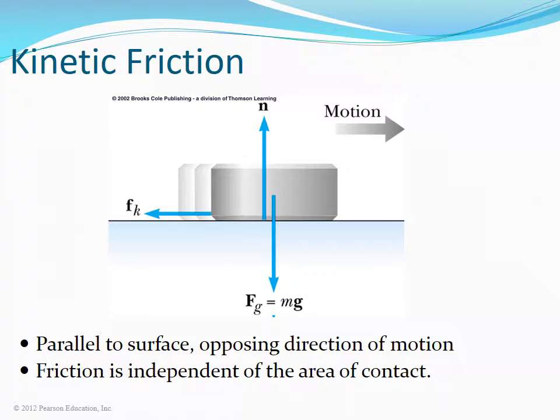Kinetic friction is parallel to a surface and always opposes the direction of motion. In the diagram, the motion is to the right. Kinetic friction, indicated by the lowercase f with the subscript k, is to the left. Friction is independent of the area of contact. It only depends on the nature of the materials in contact and the forces pressing them together.